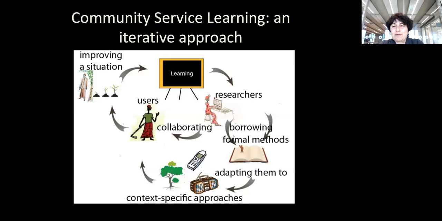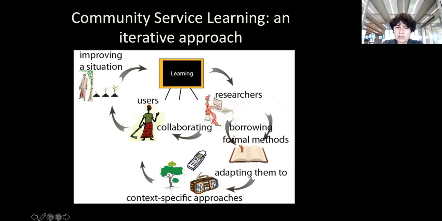We made a picture or a diagram of this community service learning approach, which we called the CSL iterative approach. And you can say that you learn by doing. So you work as a researcher, and you have some knowledge already on AI. You have knowledge on requirements engineering. You have your formal methods that you use, but you adapt them to the context-specific situation. And therefore, you have to be very pragmatic and use what is there.